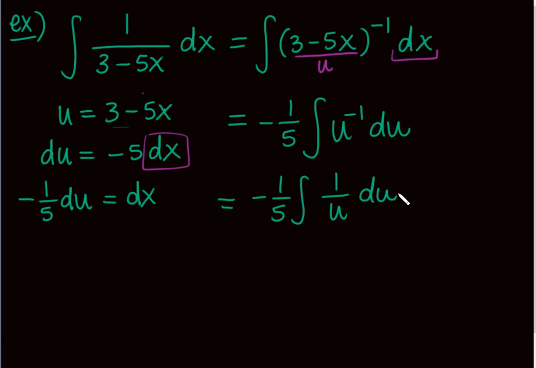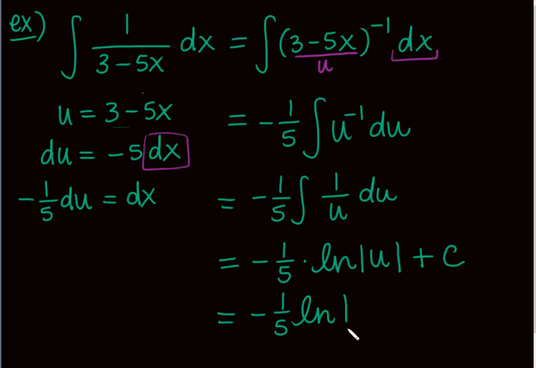And so what we do then is I'm going to rewrite it as 1 over u, and then we just saw before, what is the antiderivative of 1 over the stuff? It's the natural log of it. So I'm going to have the natural log, remember, absolute value of u plus c, okay? And then my final answer here is a negative 1/5 natural log, absolute value, 3 minus 5x plus c, and we're done.